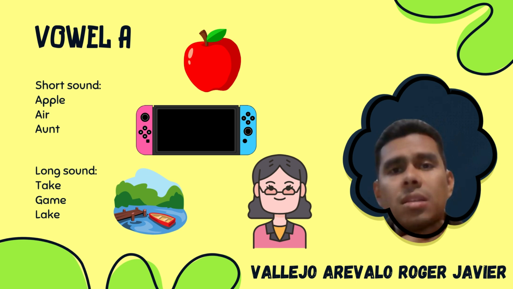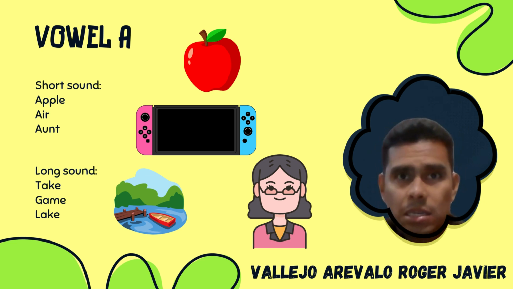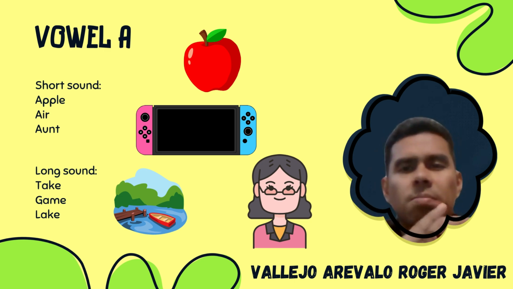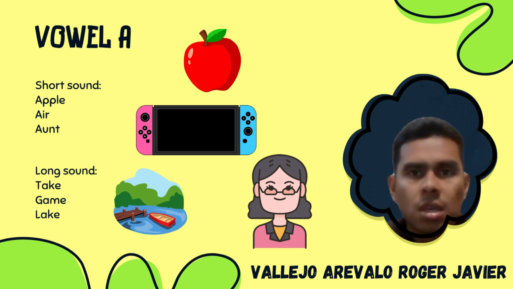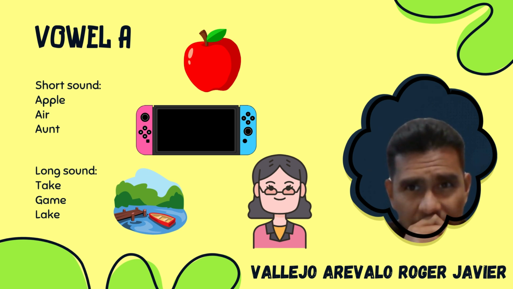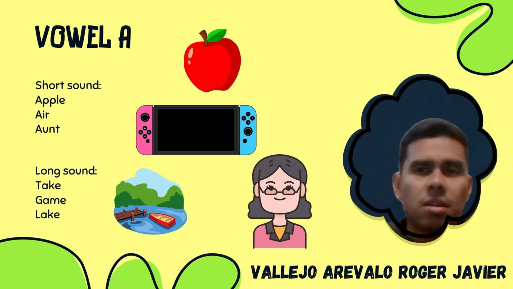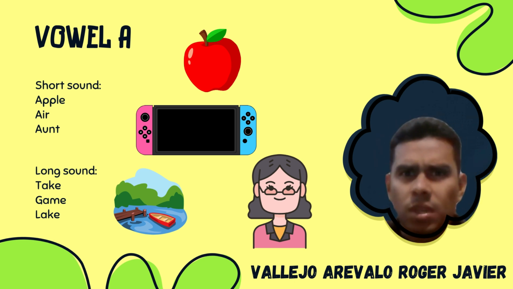You're learning the vowel A. The letter A in English can produce two primary sounds, short and long. These different sounds can significantly alter the meaning of the word. In this case, the short A sound.